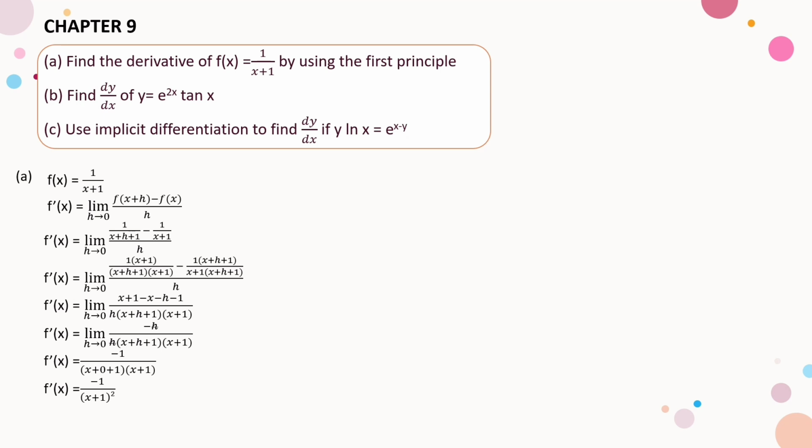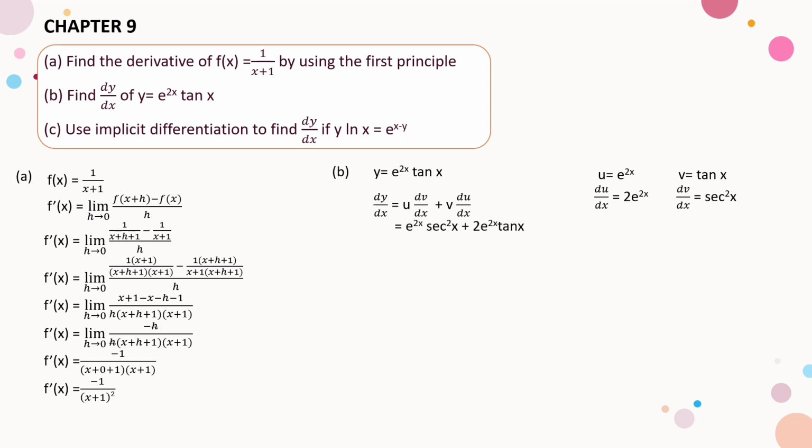Now look at question B. Find dy/dx of y is equal to e power of 2x tan x. So we use the product rule. u is equal to e power of 2x and v is equal to tan x. So du/dx is equal to 2e power of 2x and dv/dx is equal to sec squared x. So we use the formula dy/dx is equal to u dv/dx plus v du/dx. We substitute it and we'll get e power of 2x sec squared x plus 2 e power of 2x tan x, and then we factor out e power of 2x, so we will get e power of 2x times (2 tan x plus sec squared x).